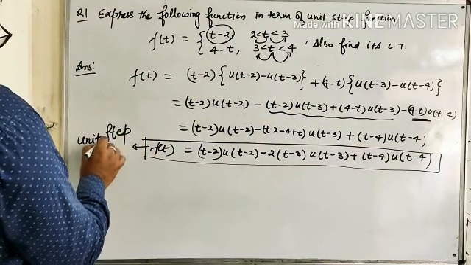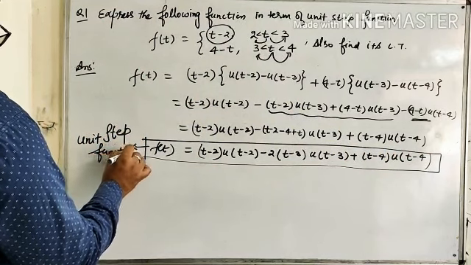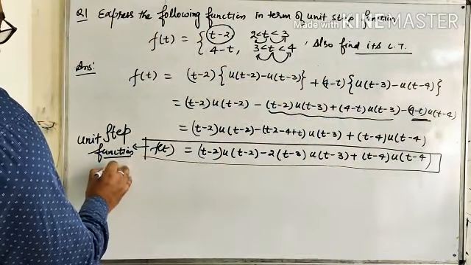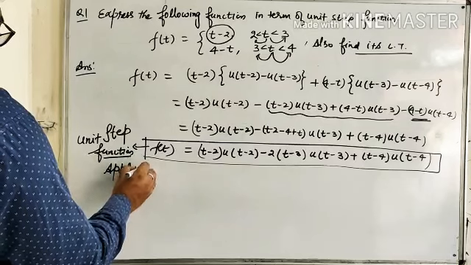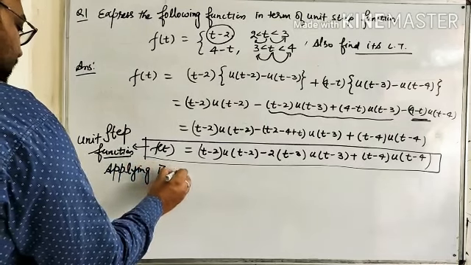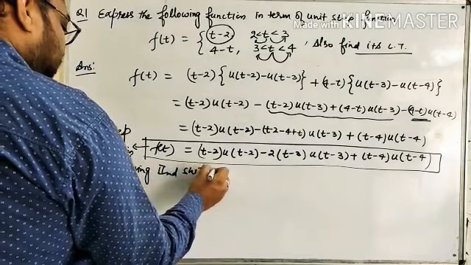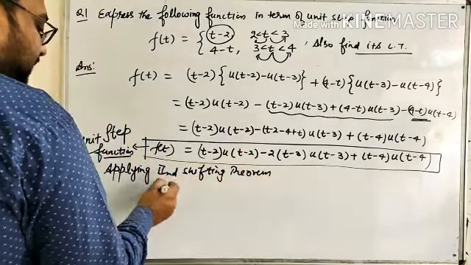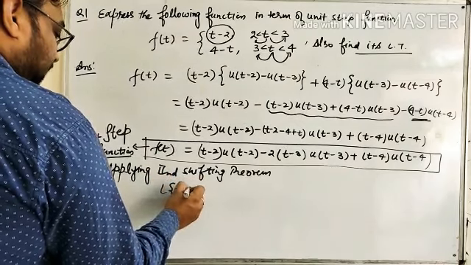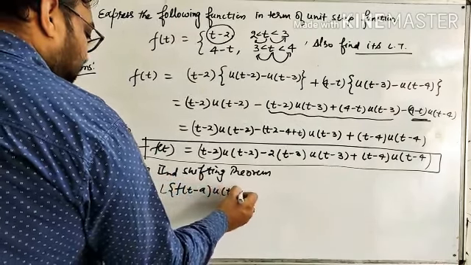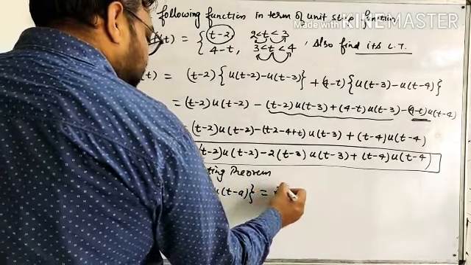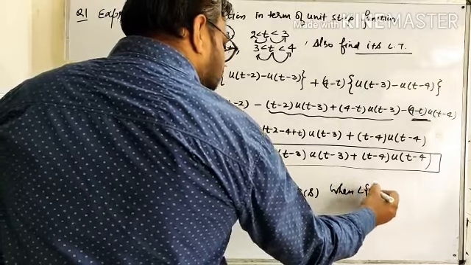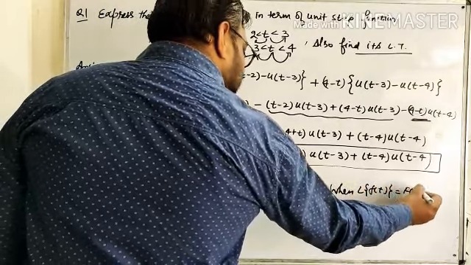required unit step form of the given problem. Now we have to calculate its Laplace transformation, applying the second shifting theorem. So what is the Laplace second shifting theorem? Laplace of f(t minus a) u(t minus a) is equal to e raised to power minus as F(s), where Laplace of f(t) is equal to F(s).